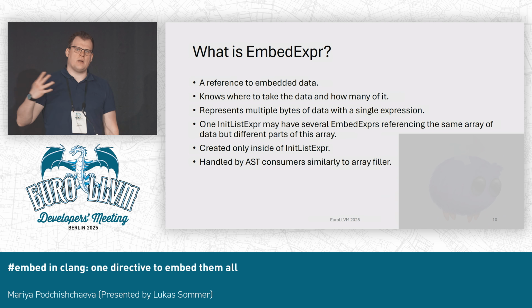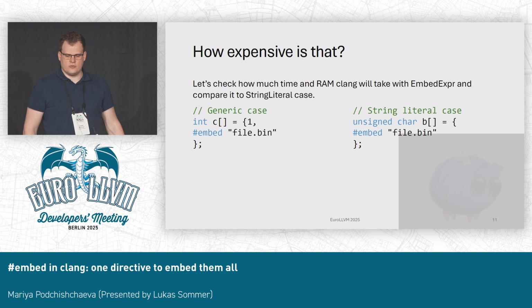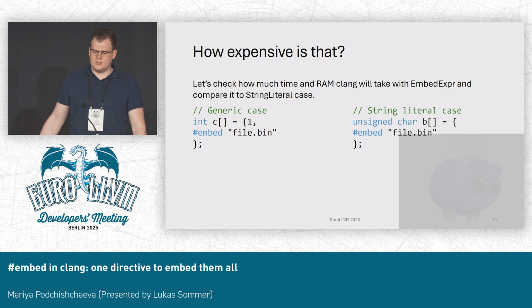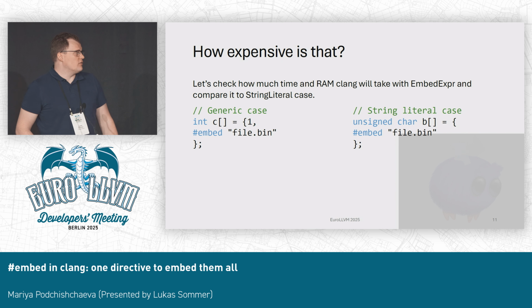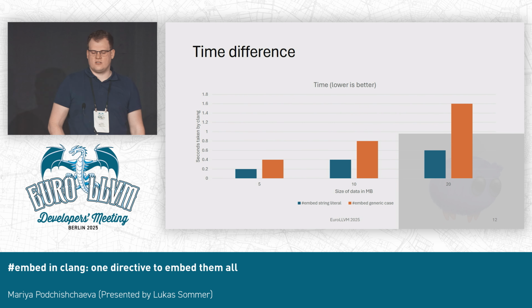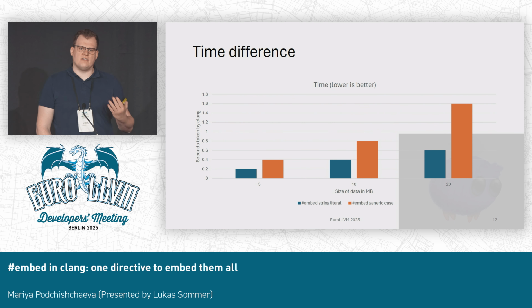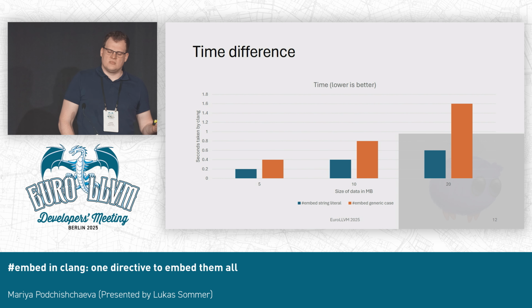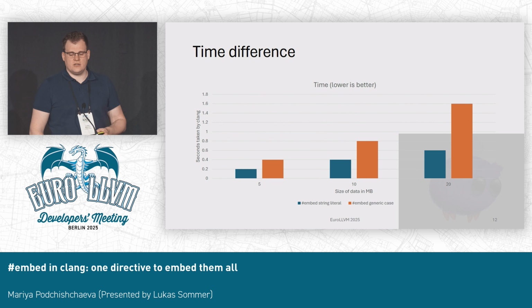So what happens in the case that we can't represent it as a string literal? We can also compare performance here. We have the generic case, which uses the embed expression. In this case, we have an int array. And on the right-hand side, we have the optimized case where we get a string literal because we use an unsigned char array. So again, if you compare compilation time, it seems, okay, the generic case is somewhat slower than the string literal case. So that doesn't look too good on first sight.